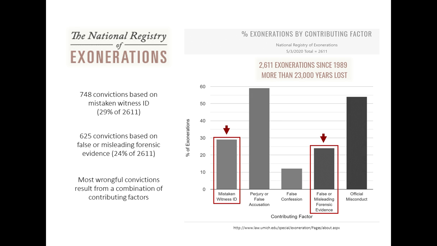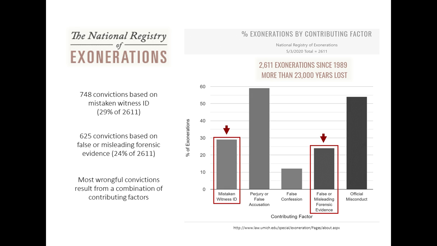As far as this happening with wrongful convictions, you can look at the National Registry of Exonerations. Since 1989, there have been 2,611 exonerations, and the combined imprisonment time is more than 23,000 years lost by people who were wrongfully convicted. I'm not going to spend a lot of time on all of these stats, but this graph talks about the various contributing factors to wrongful convictions.